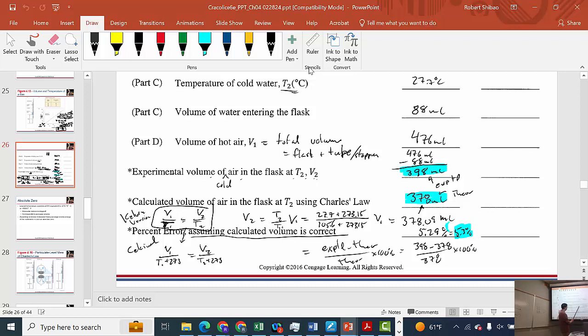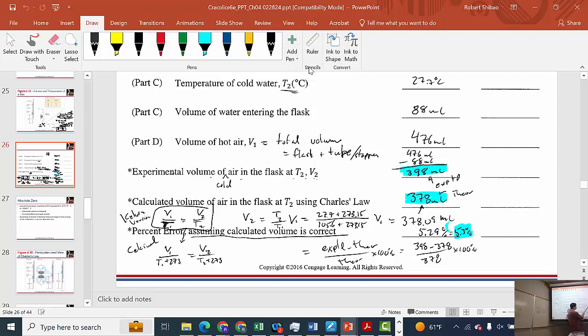V2 is equal to T2 divided by T1 times V1. So I need to convert to Kelvin in order to use the equation. So I'm going to go 27.7 plus 273.15, and then 105.6 plus 273.15. So I'm going to use the Kelvin temperatures in here. And then I have my V1, which is 476 milliliters. And I calculate a volume based on Charles' law of 378 milliliters. So based on calculation and the temperature drop, my new volume should have been 378.